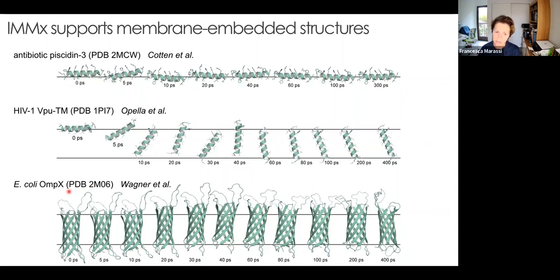And with this structure of E. coli OmpX determined by Wagner and co-workers in nanodisc, where the protein also is at first embedded, we start out embedded in the membrane and then it bounces up and down until it adopts this final conformation that remains embedded in the membrane.